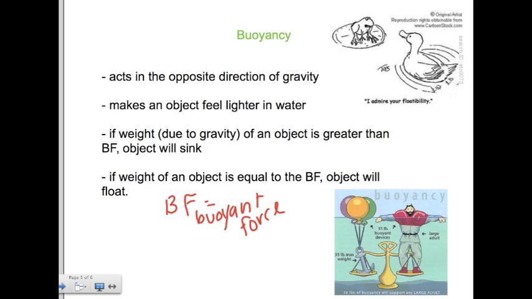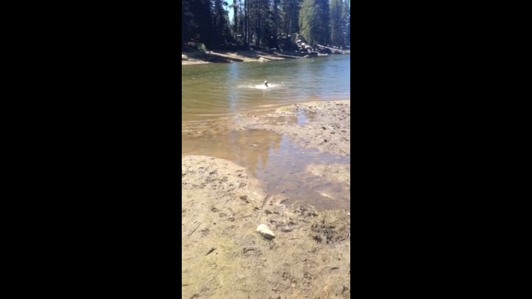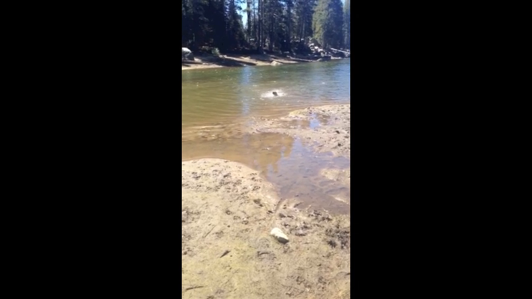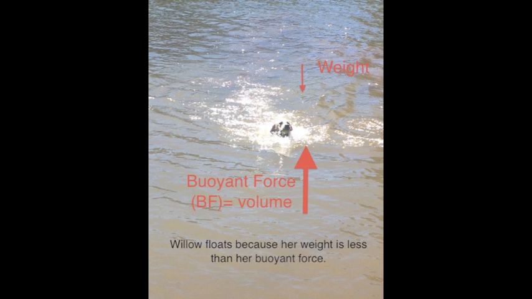Notice the picture in the right-hand corner. Willow is able to swim or float because her weight is less than her buoyant force. The buoyant force is the thing that keeps her floating.